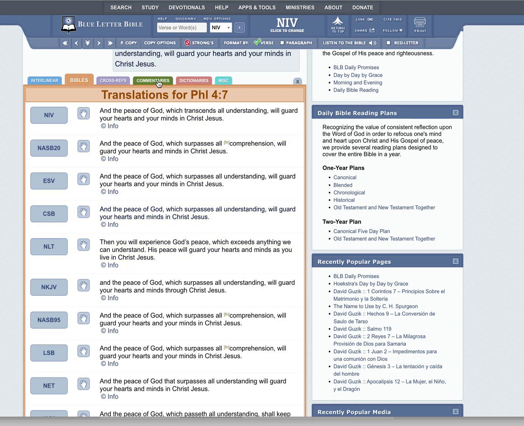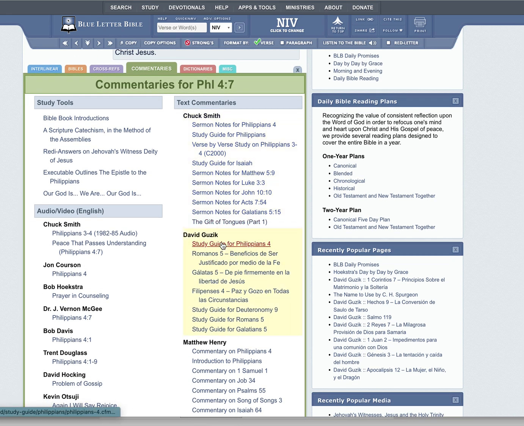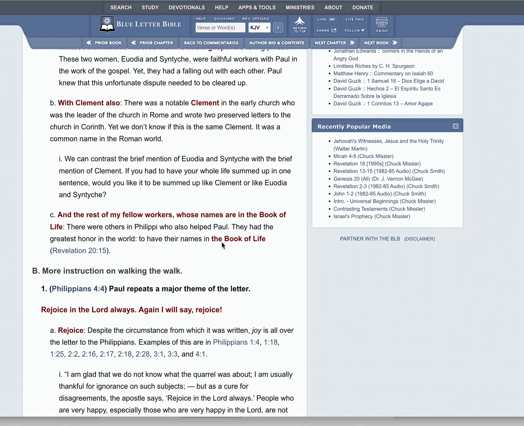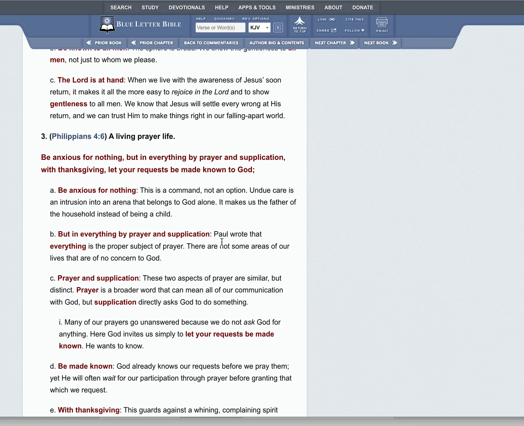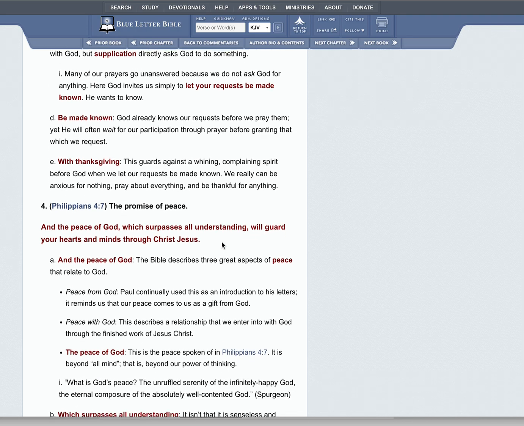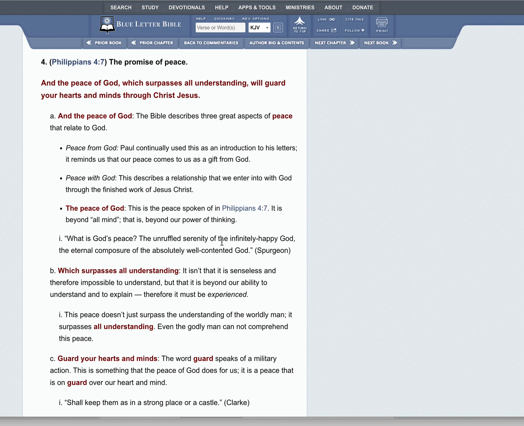And then after you've done the who, what, where, when, and how on your own, you go to some commentaries. So I like David Guzik here. He has a study guide for Philippians 4. You go down to the passage, verses 6 and 7. He talks about what each thing means. Now, he's not the only authority. There are actually other commentaries and other things that you can get.